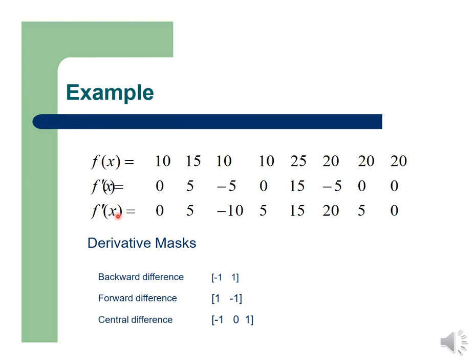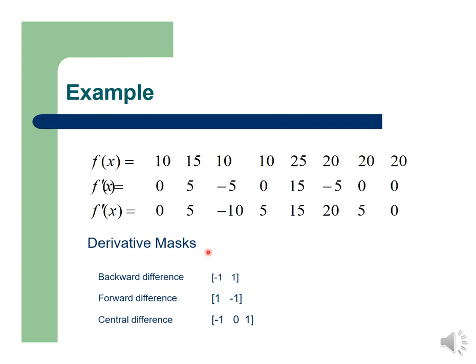And if we take the double derivative, the second derivative is actually the first derivative of the first derivative. Again, we have nothing before this, so we put 0 over here, and 5 minus 0 is 5, and minus 5 minus 5 is minus 10, 0 minus minus 5 is 5, 15 minus 0 is 15, and similarly so on. These are all the values.